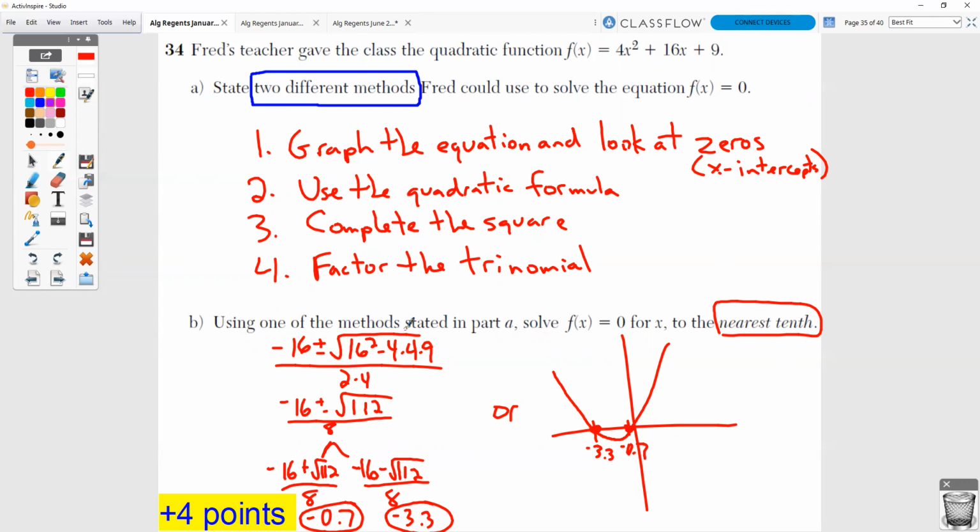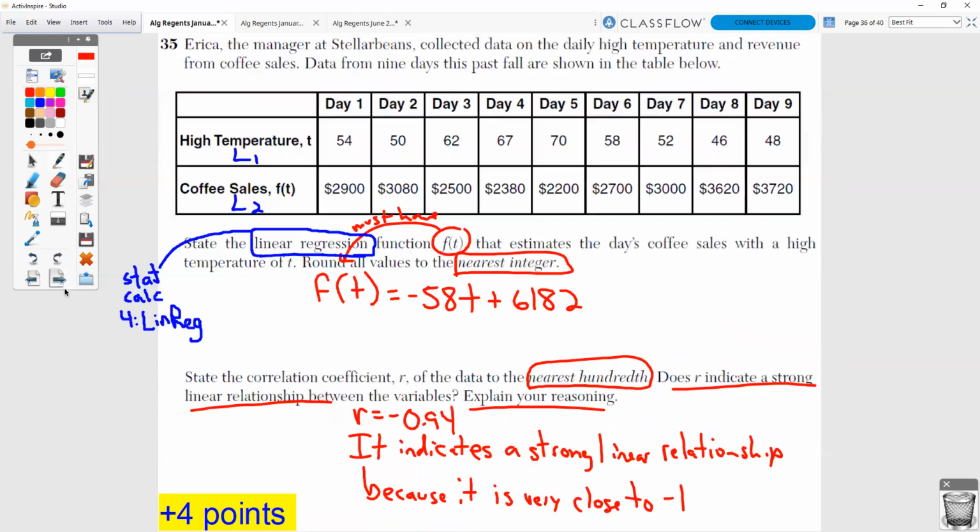In part B, it says solve it to the nearest 10th. I would use the quadratic formula. Right? When you use the quadratic formula, this is your A value of 4, your B value of 16, your C value of 9. Sub those in, you get negative 0.7 and negative 3.3 when you round to the nearest 10th. You could graph it and find the x-intercepts, all right, of negative 3.3 and negative 0.7, which are your zeros. 2 points for the top part, 2 points for the bottom part. 1 point for each of these in the top part, 1 point for each of the answers in the bottom part.